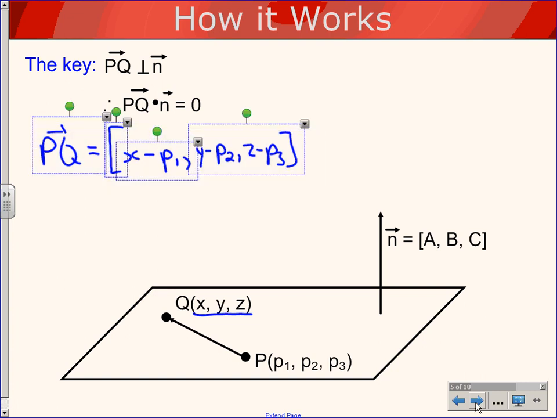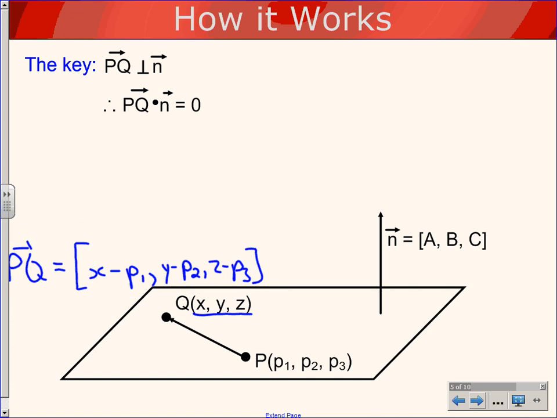That's what PQ is equal to. Let me slide that down there. So I'm going to go to this guy, PQ dot vector n, and that means that (x minus p1, y minus p2, z minus p3) dot (a, b, c) has to be 0. Right? The dot product is 0 if you have two perpendicular vectors.